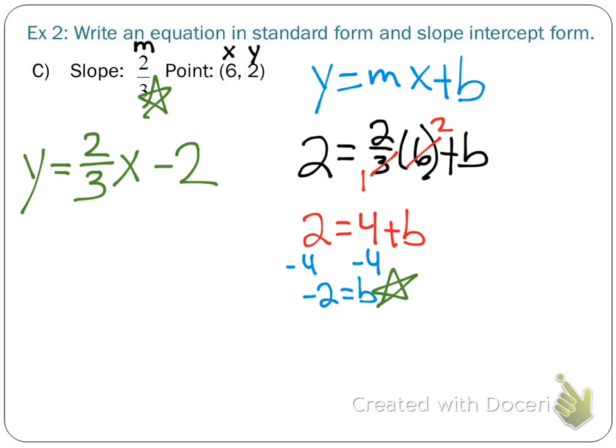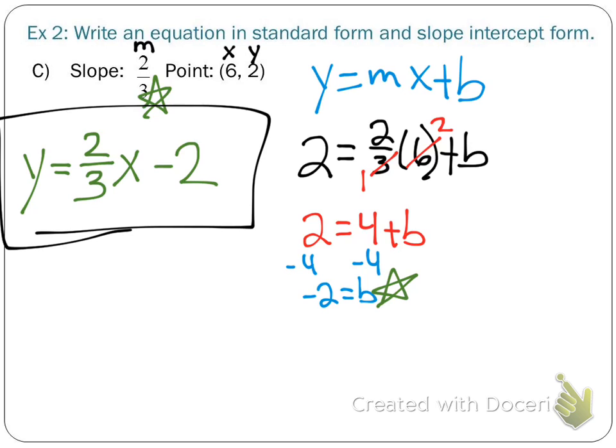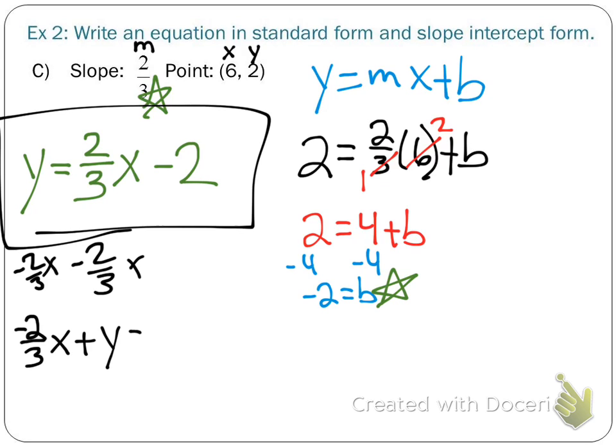All right, so that's one answer. How am I going to find the other answer? Standard form. Yeah, subtract the 2/3 x. So negative 2/3 x plus y equals negative 2.